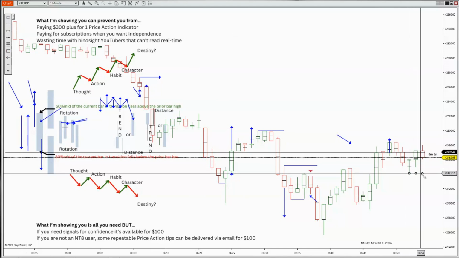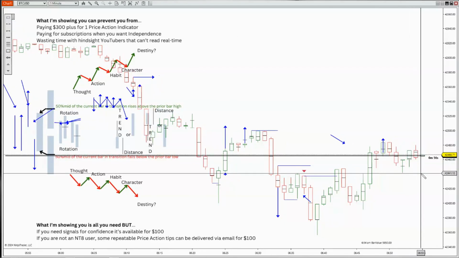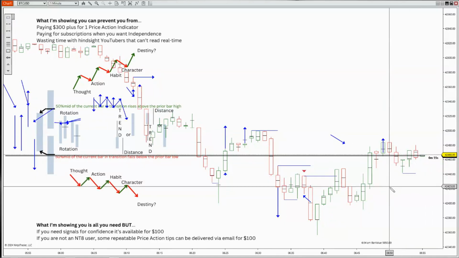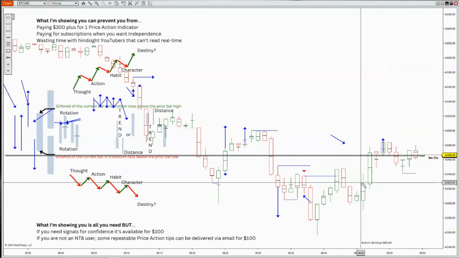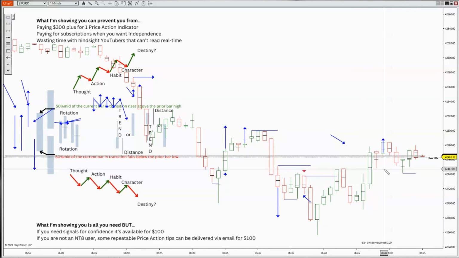I don't have any indicators on the chart. I'm trying to give it to you just as plain as I can so you can, of course, digest the information. I want to make sure that it's really, really, really simple.